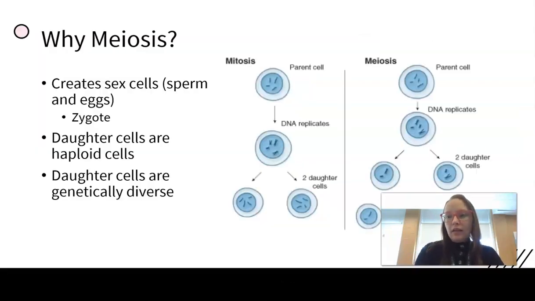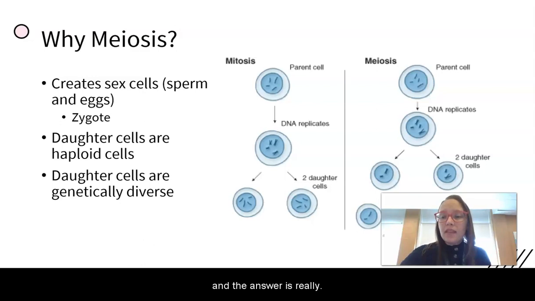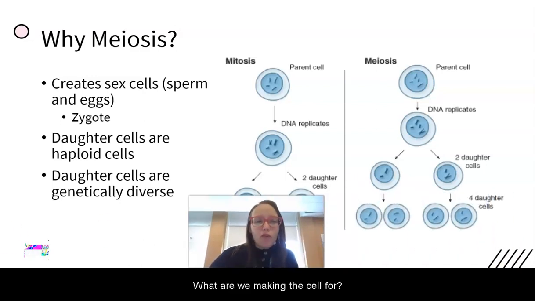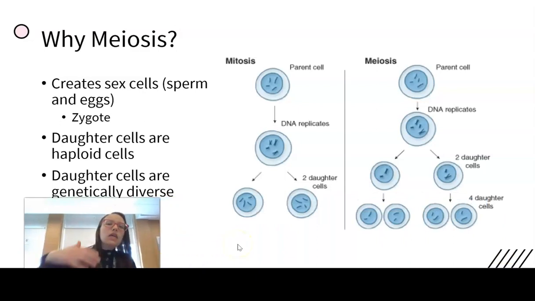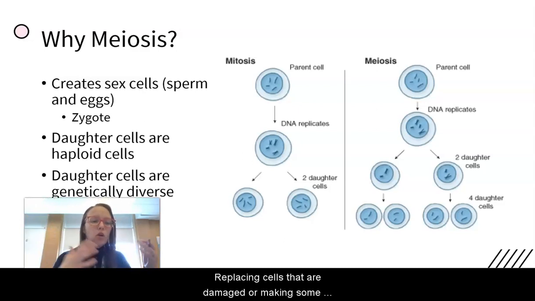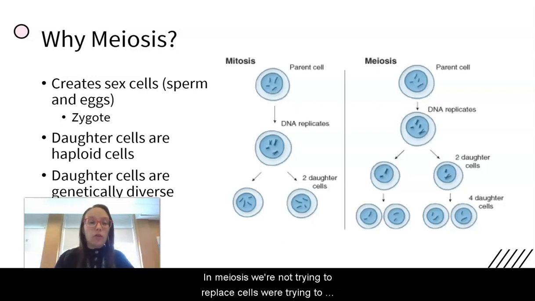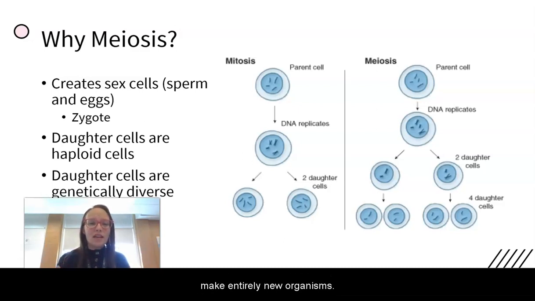So why would a cell undergo meiosis instead of mitosis? And the answer is really, well, what are we making that cell for? In mitosis, we're looking at growth and repair, replacing old cells that are damaged or just making some new ones if you're physically growing. In meiosis, we're not trying to replace cells. We're trying to make entirely new organisms.